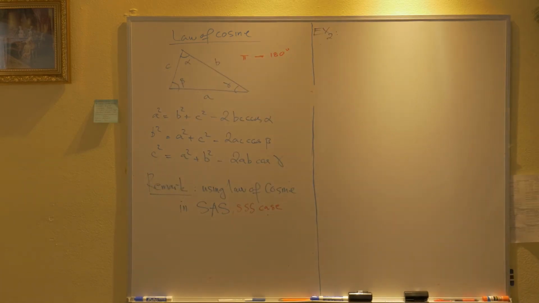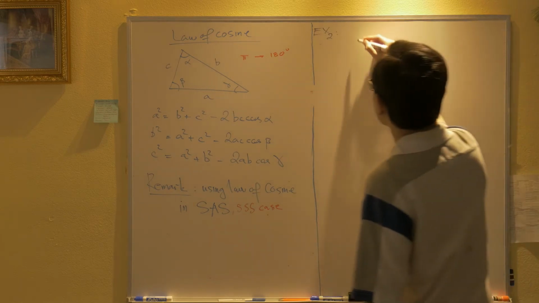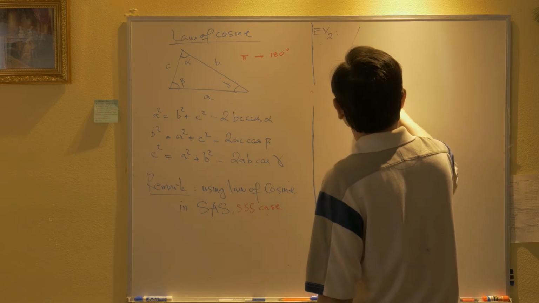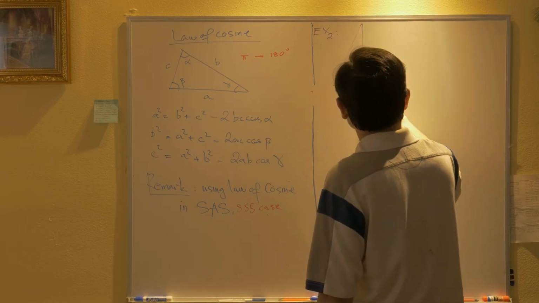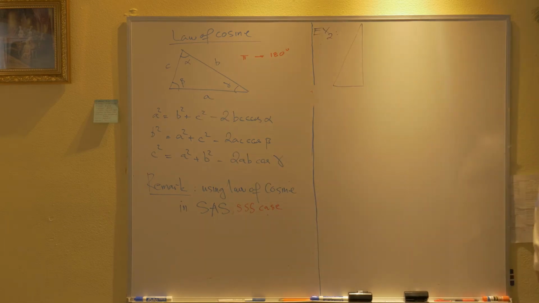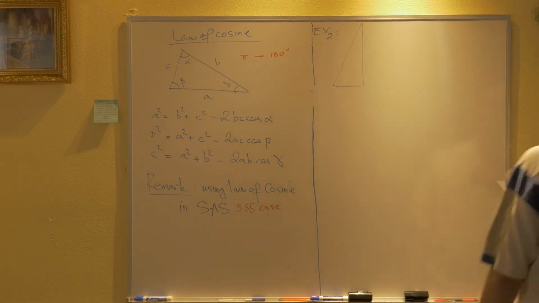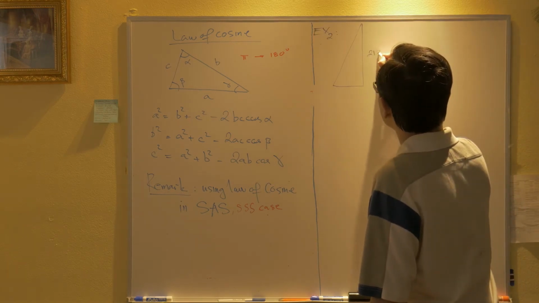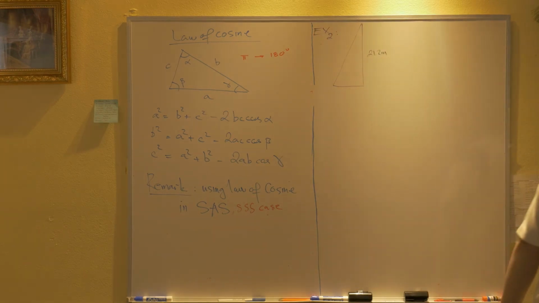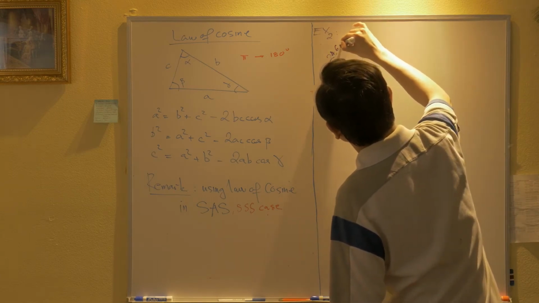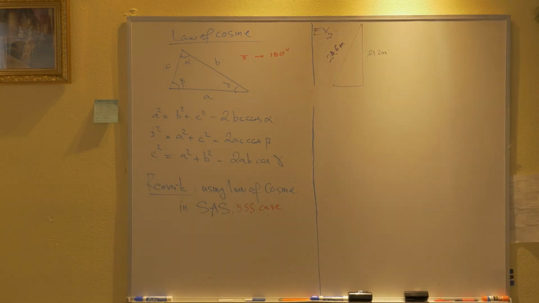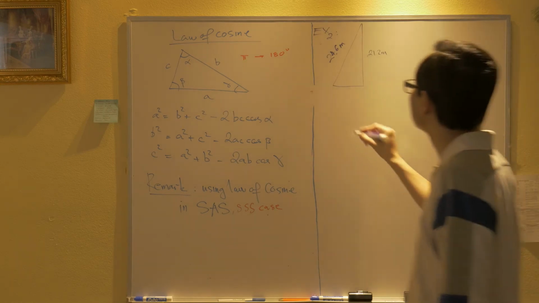I have a triangle that looks like this. This is not a right triangle, okay? It's not a right triangle. And I'll say this side is 21.2 meters, this is 24.6 meters, and this is 12 meters.